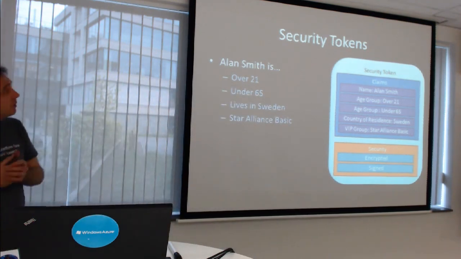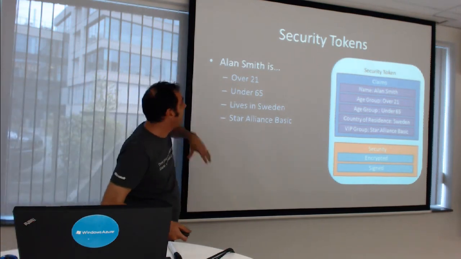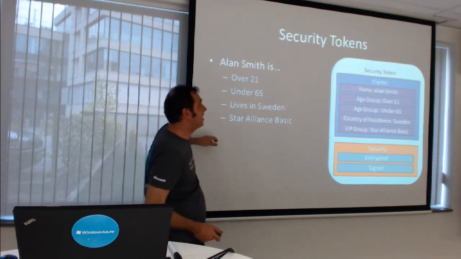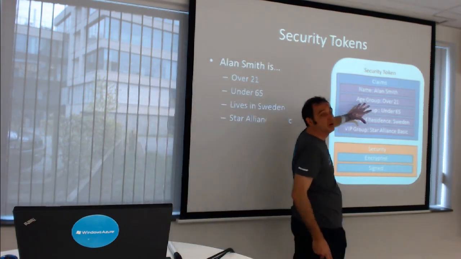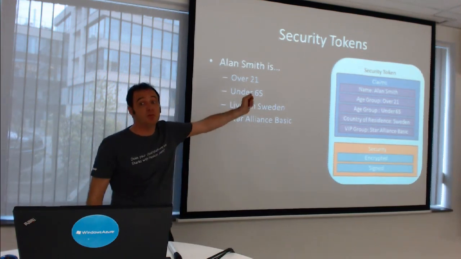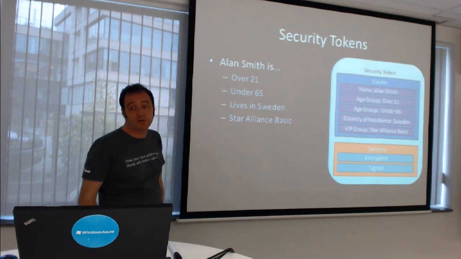That's another thing about claims. There can be all kinds of information about you in Active Directory, but when the identity provider decides to send a security token to the relying party, the identity provider can choose exactly what information it puts within that particular security token before it sends it.